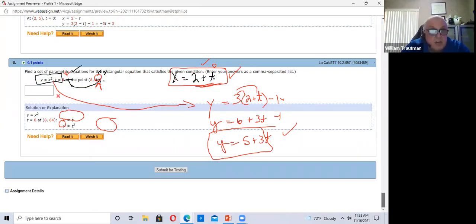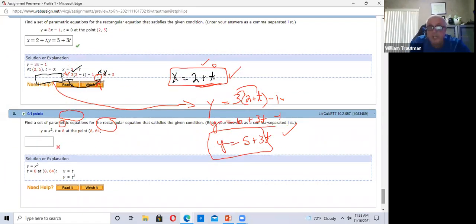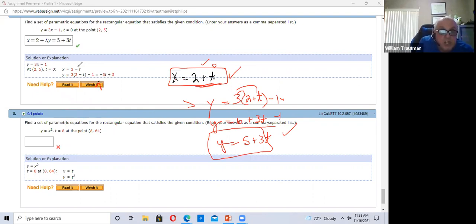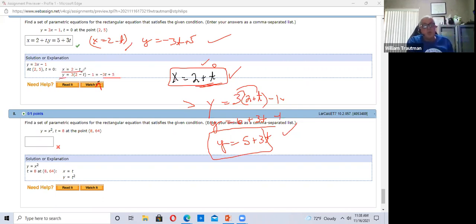And if we go down to number 7, you see they marked it correct. So it didn't matter if I picked 2 plus t or 2 minus t. It doesn't matter because there's more than one solution for parametric equations. Once again, you could have plugged in x equals 2 minus t as one equation, and then y equals -3t plus 5 as the second equation. And you would have got it correct also. That's what they ended up with. So it didn't matter which one you plugged in. That's not a bad thing.